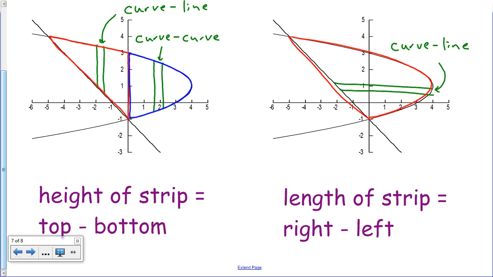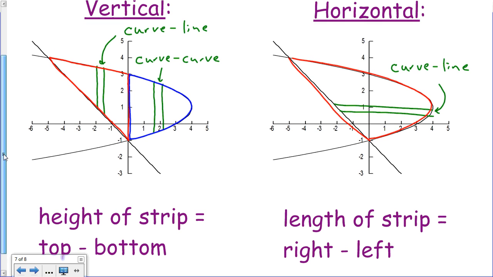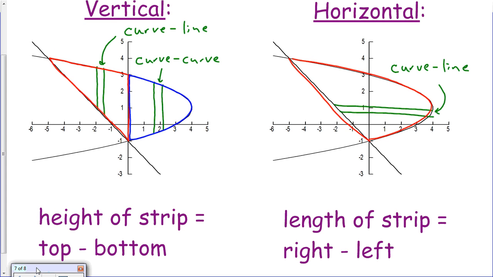Now, one thing to note here, that if you're trying to find the height of the strip there and you're working with vertical strips, the way that we calculate that height, it's always the top minus the bottom. You want it to be a positive value. So since it's vertical, you take the larger y value, that's on top, minus the smaller y value, that's on the bottom. So it's always the top minus the bottom.